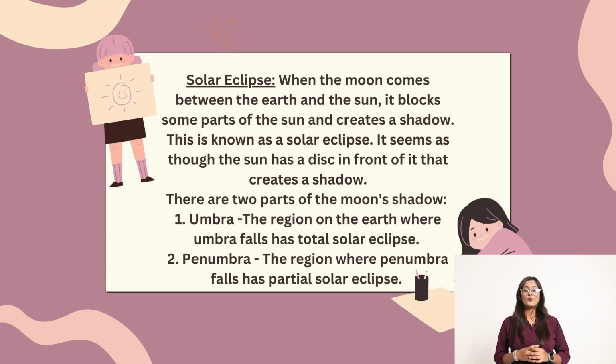Solar eclipse. When the moon comes between the earth and the sun, it blocks some part of the sun and creates a shadow. This is known as solar eclipse. It seems as though the sun has a disk in front of it that creates a shadow. There are two parts of the moon's shadow. First, umbra: the region on the earth where umbra falls has total solar eclipse. Second, penumbra: the region where penumbra falls has partial solar eclipse.